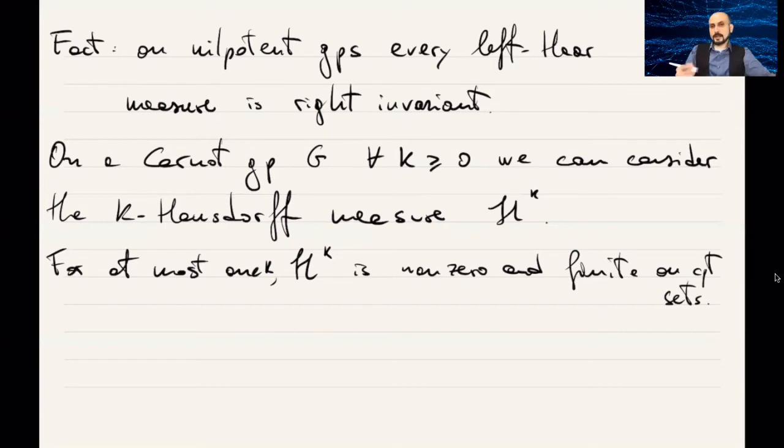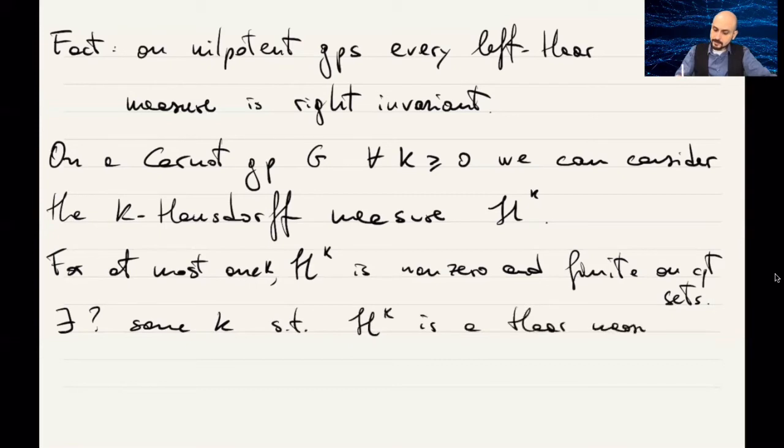So a priori it is not clear that any of these measures is a Haar measure. What is for sure clear is that they are left invariant, because Hausdorff measures are preserved by isometries. So one can ask: does there exist some k for which H^k is a Haar measure? And what is this k? This is going to be true. There is going to be one k, and now we will see which one it should be.